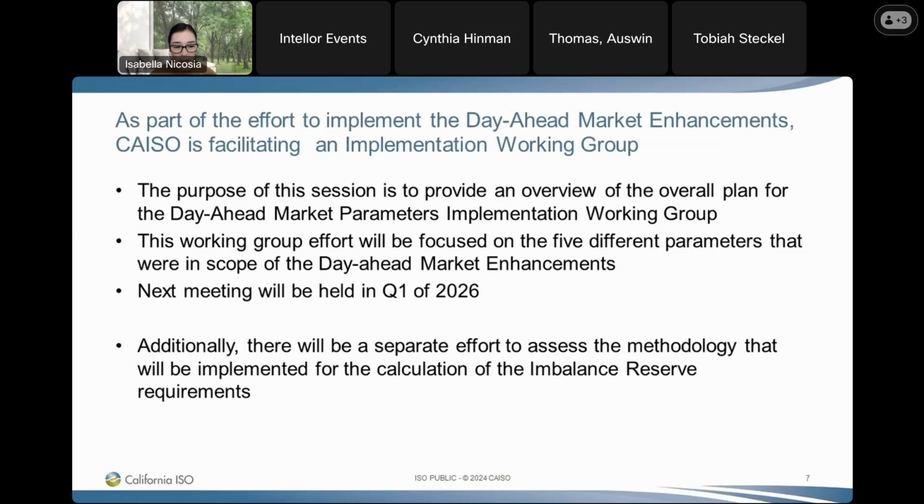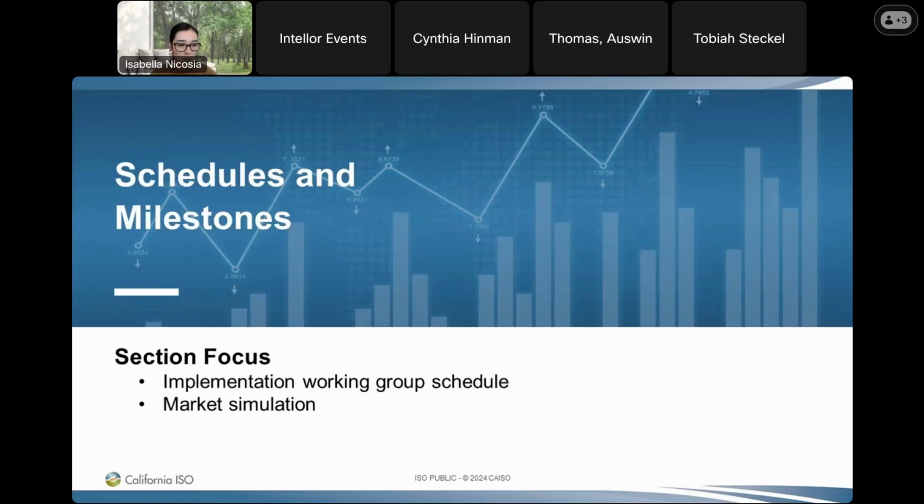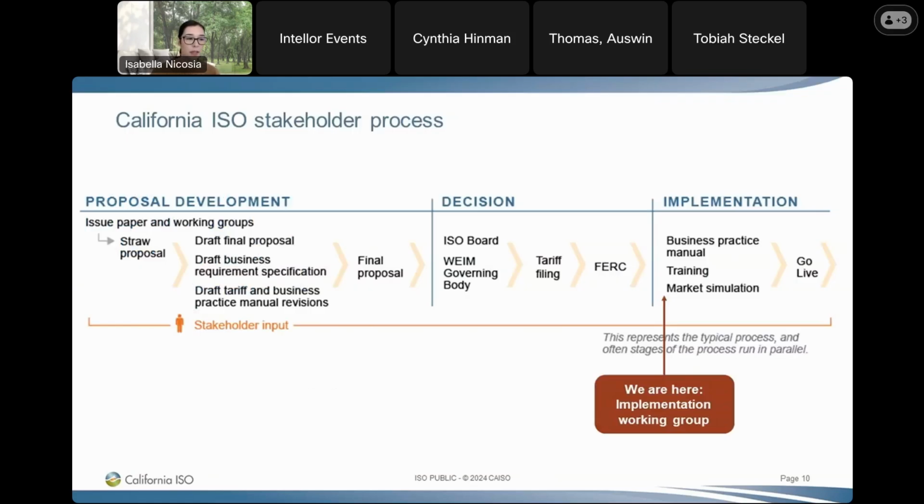Any other questions before we move on? Okay. So I'll move into the schedules and milestones, which will cover the implementation working group schedule and also the schedule for market simulation. But first, I wanted to show how this process fits into the larger California ISO policy initiative stakeholder process. We've gone through the proposal development stage and the decision stage, receiving FERC approval. So now we're here at implementation, kicking off these implementation working groups.